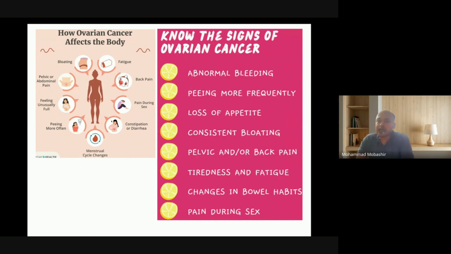So, for that purpose, this is the list which you need to keep in your mind. Abnormal bleeding, urinating more frequently, loss of appetite, consistent bloating, pelvic and or back pain, tiredness and fatigue more often, changes in bowel habits and pain during sex.